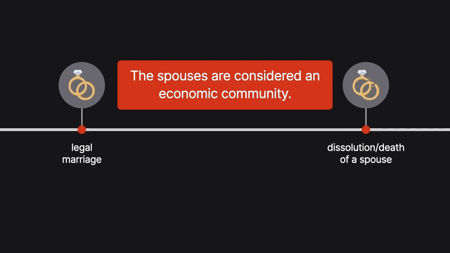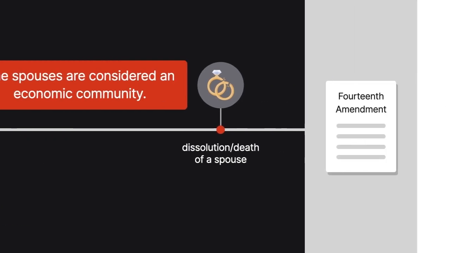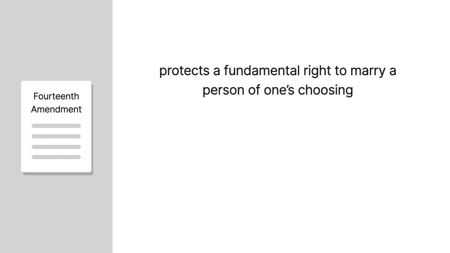Because the community property rules apply only if a valid marriage exists, a threshold question is whether there's a valid marriage. The 14th Amendment to the United States Constitution is construed to protect a fundamental right to marry a person of one's choosing. Consequently, there are some boundaries on state regulation of marriage.